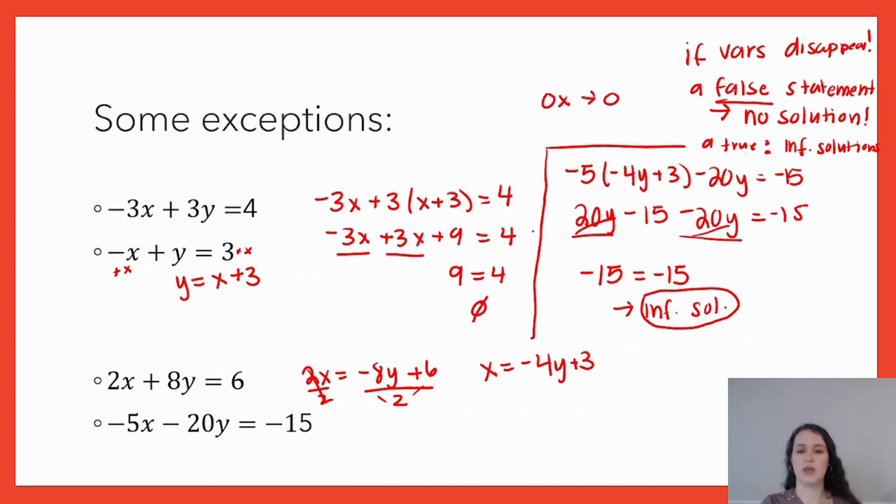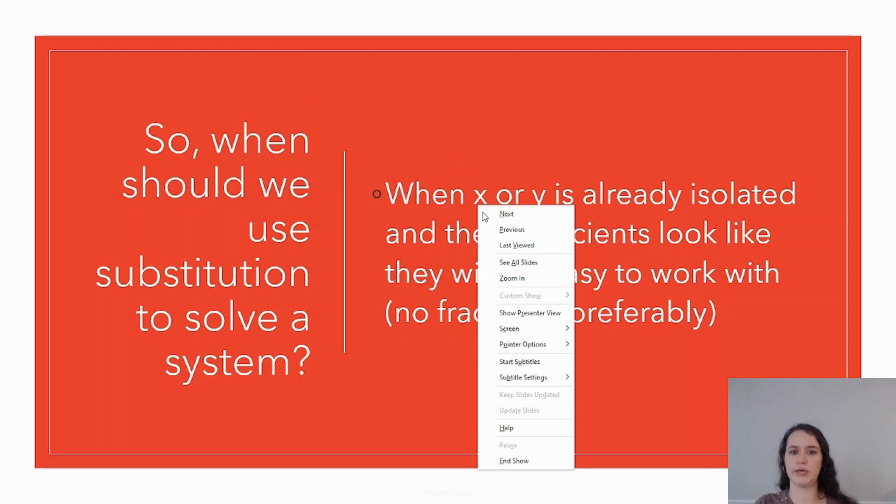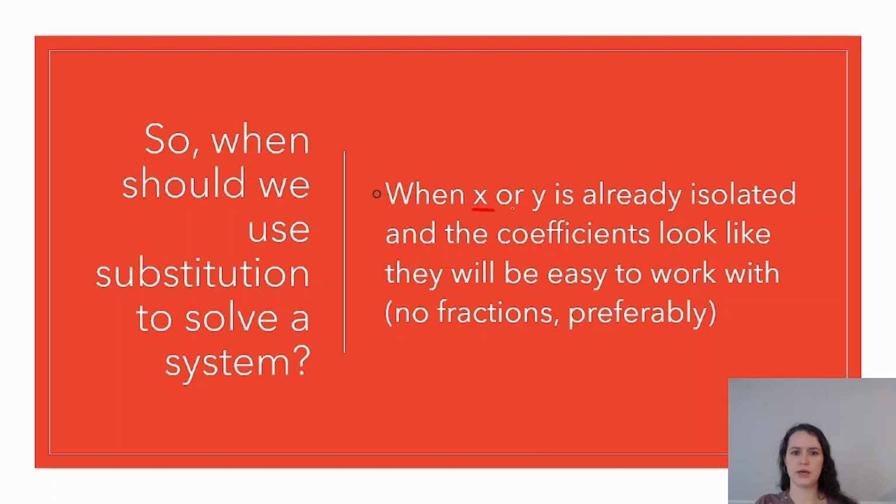Okay, and those are your exceptions. So that is systems of equations by substitution. So when should you use substitution? Because you can do graphing, and we'll show you how to do elimination. I won't show you how to do Cramer's rule, but I'll show you how to use a shortcut. There are all these different ways you can do systems of equations. It's kind of cool how it all comes together. But I would only use substitution if your x and y are already isolated, and the coefficients, remember that's the number in front of the variable, look like they're going to be easy to work with. No fractions, preferably.